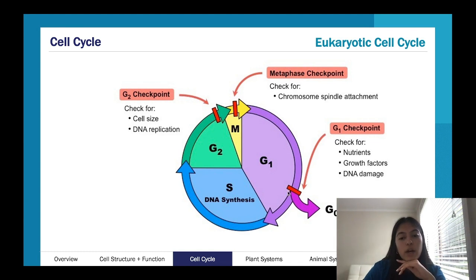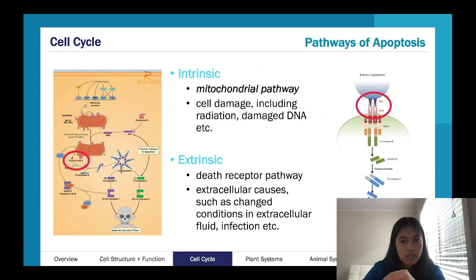And if anything were to go wrong at these checkpoints, the first call of action is to repair it. So if you have DNA damage or something like that, the cell will try to repair it, and then it will go on with the cell cycle. If the damage is irreparable, the cell will basically be programmed to die. So that's where we come into apoptosis. Apoptosis is, you've probably heard this term a lot, programmed cell death. Glossary term, remember that, super key.